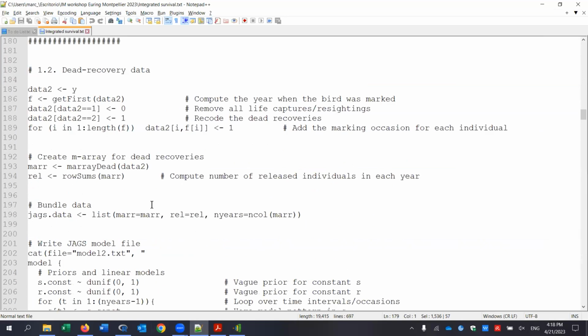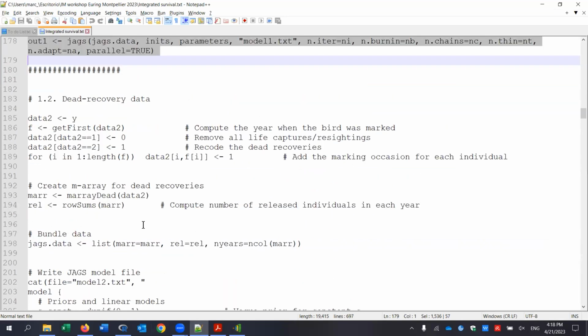So now let's go to JAX again and try to analyze this data set. Now we take again the same original data set, which contains the capture, recapture, and the dead recovery data. Now we take out all the recaptures and just keep the initial capture and the dead recovery. And that's what we do here.